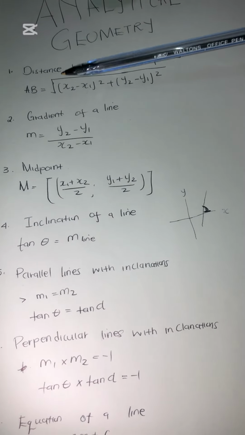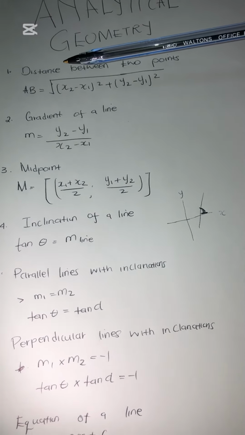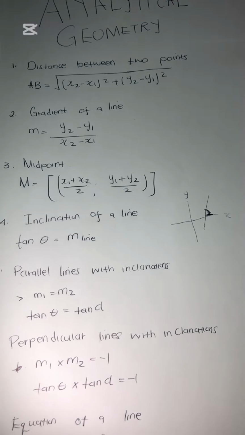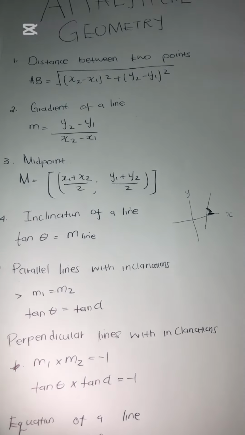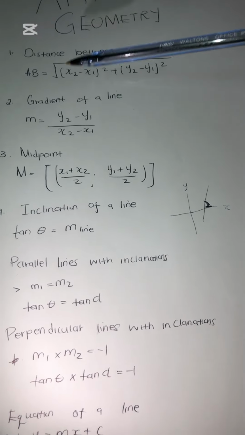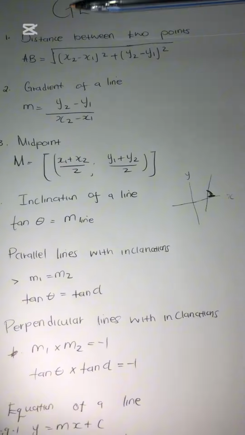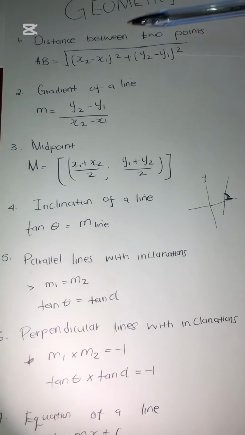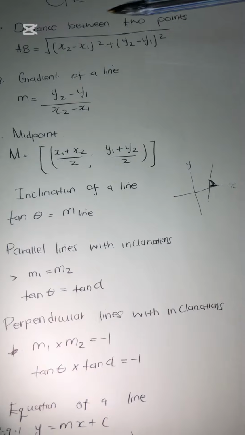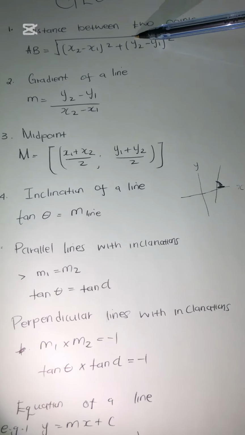So you'll be given 2 points, whereby you need to find the distance between the 2 points. Simple formula, you just need to memorize: square root of the 2 coordinates, xb minus xa squared plus yb minus ya squared. What you started with on this side, start with also on this side.